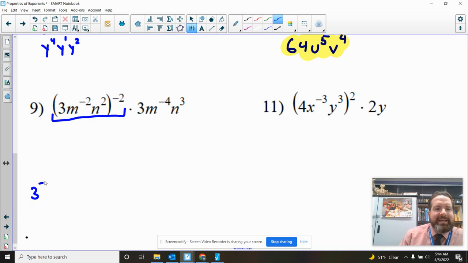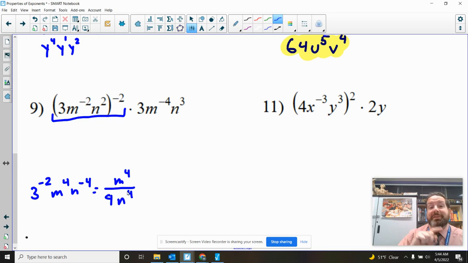So this would be 3 to the negative second, 3 to that negative second. M, negative 2 times negative 2 would be to the fourth. And n, 2 times negative 2 would be to the negative fourth. Okay, so here's what this is going to give me. 3 to the negative second, that's going to be a 9 on the bottom. M to the fourth can stay on the top. N to the negative fourth is going to become n to the positive fourth on the bottom. Okay, so now all of this is equal to this.